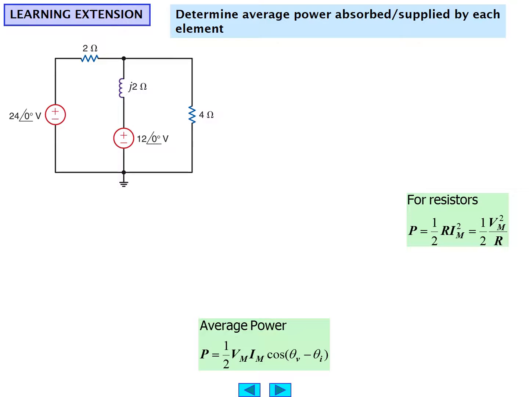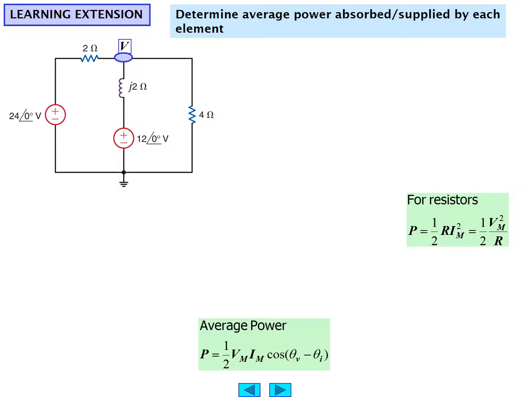Another learning extension, we have a voltage source of 24 angle 0 in series with a 2 ohm resistor. We have another voltage source of 12 angle 0 in series with an inductor whose reactance is j2, and shunt across those two elements is a 4 ohm resistor. We're to determine the average power absorbed by each element.